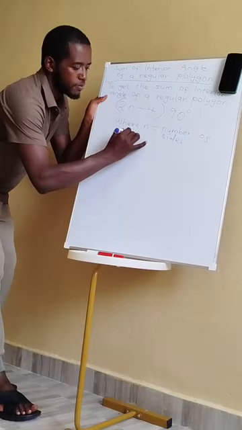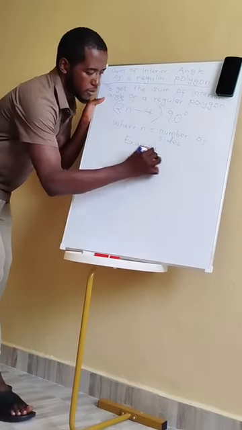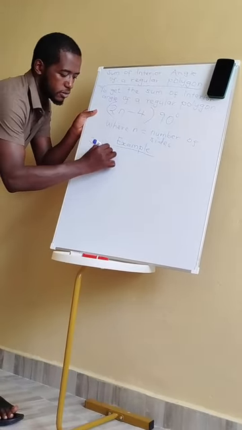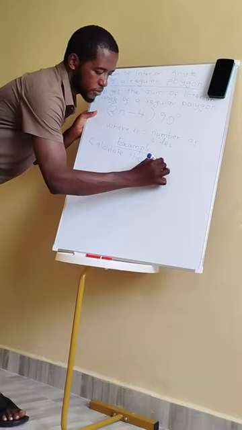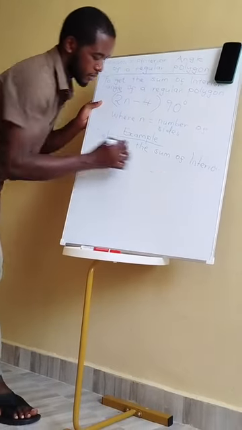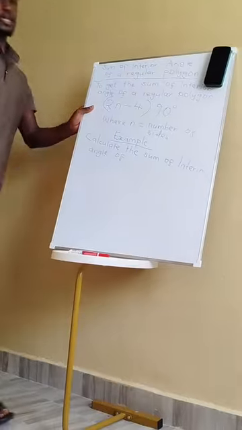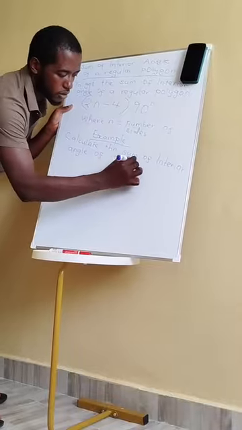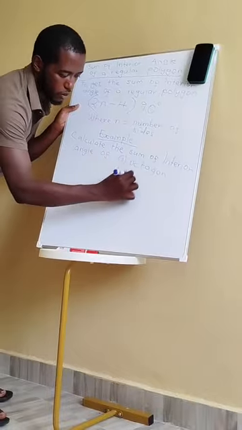So, for example, calculate the sum of interior angle of, let us take this example, Roman 1, octagon, Roman 2, pentagon.